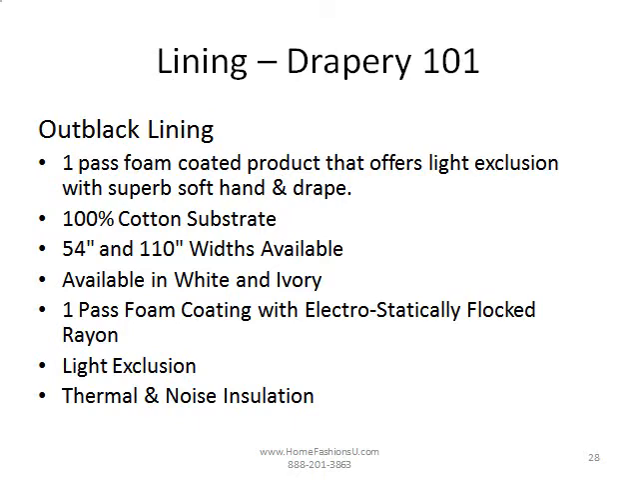Out black lining is a one-pass foam-coated product that offers light exclusion with superb soft hand and drape. It is a 100% cotton substrate. It's available in 54 and 110-inch widths in either white or ivory. It has this one-pass foam coating with electrostatically flocked rayon that gives it its light exclusive properties. An added bonus is thermal and noise insulation.